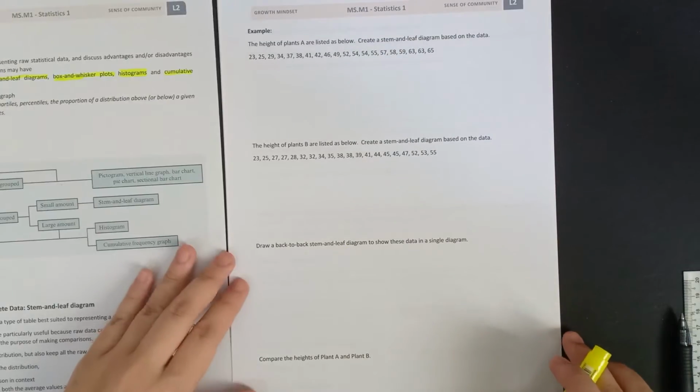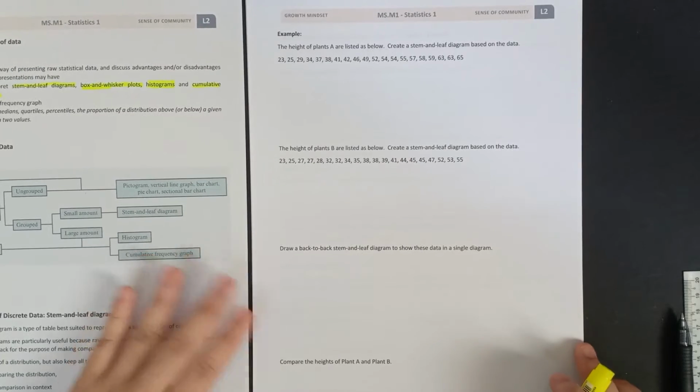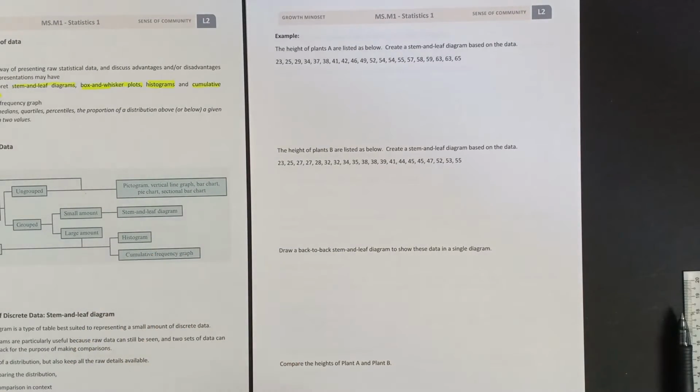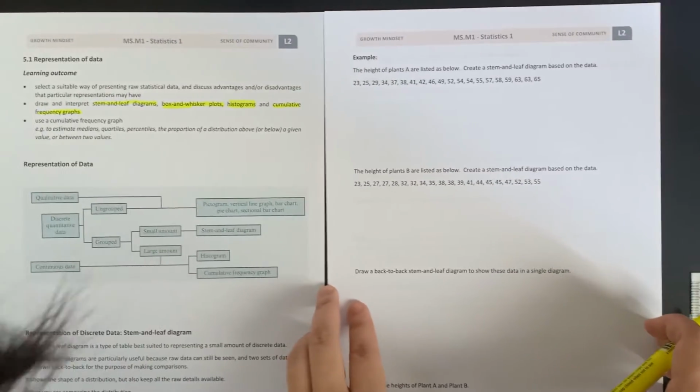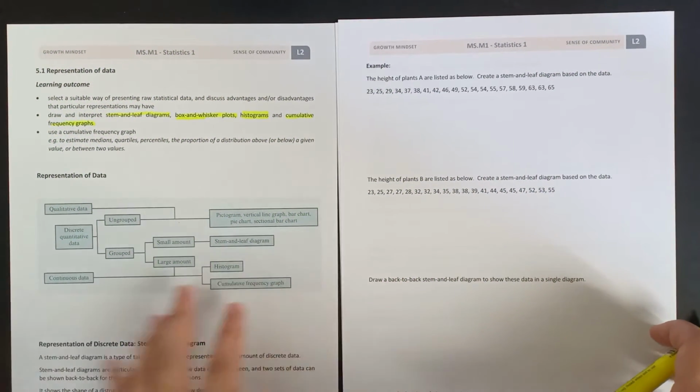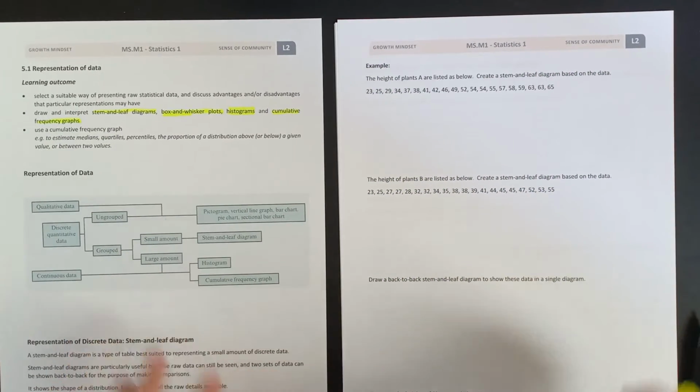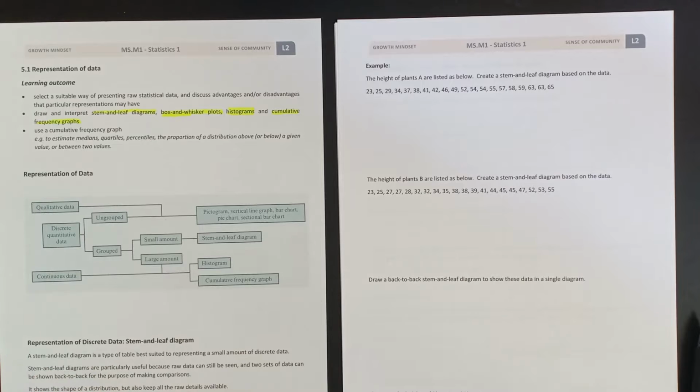Okay, so the heights of plants A are listed above. Create a stem and leaf diagram based on the data. So this is your number 1 example. We are going to create a stem and leaf diagram together, and after that, you can proceed with your own homework and so on.